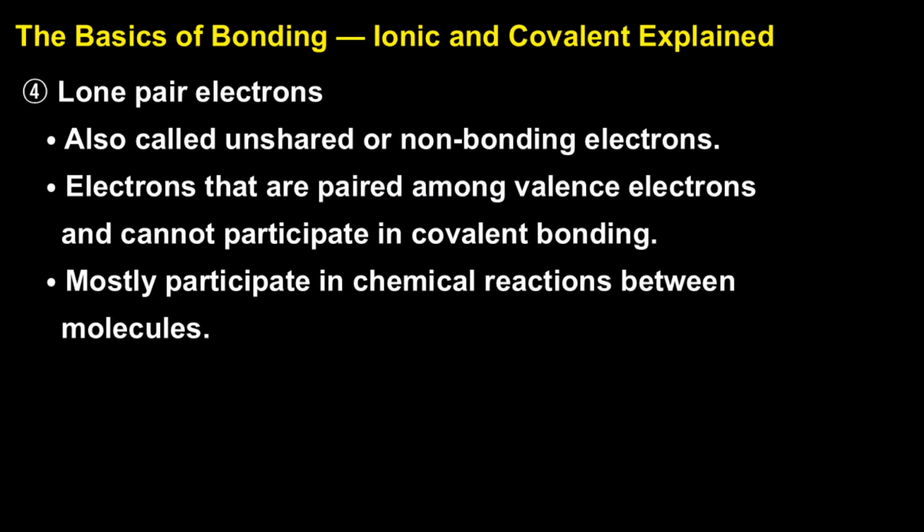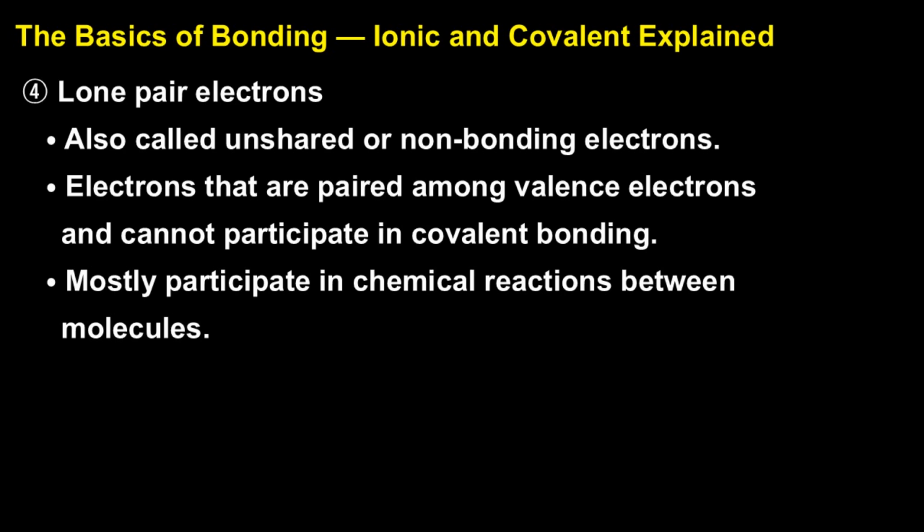Now let's talk about another important type of valence electrons, lone pair electrons. Lone pair electrons, also called unshared or non-bonding electrons, are a bit different from unpaired electrons. These are paired electrons in the valence shell that don't participate in covalent bonding. Instead of forming bonds, lone pairs play a major role in how molecules behave. They influence things like molecular shape, polarity, and overall reactivity.